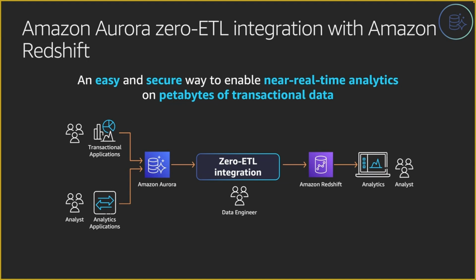As you can see in the diagram, we have a couple of data sources, transactional applications, analytic applications. Data is coming to Amazon Aurora, and then using the Zero ETL integration, you can set it up in the console or through code. It's a few clicks, and then you can copy the data from Aurora to Redshift. And once the data has landed in Amazon Redshift, your analysts can do the analytics or create visualizations using Amazon QuickSight also.